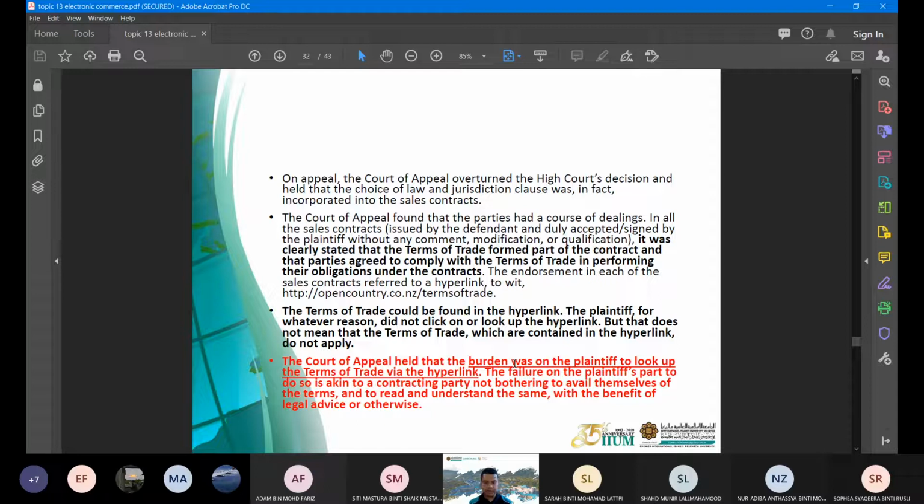comply with the terms, and although the full contract is put in the link, the hyperlink, the court thinks that it is the duty of the plaintiff to look up the terms because the hyperlink has been provided. So if the plaintiff didn't bother to visit the hyperlink when the changes to the terms were notified, this is a failure on the part of the plaintiff to check and to read the terms and conditions.